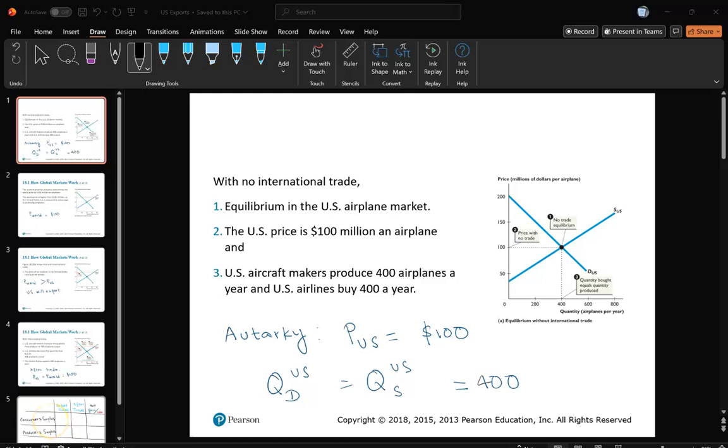Welcome back. Let's look at the basic demand and supply graph to illustrate why the US will export to other countries. In a situation of autarky, or no trade, the equilibrium price is $100 million and the quantity demanded and supplied in the US is equal to 400 airplanes per year.